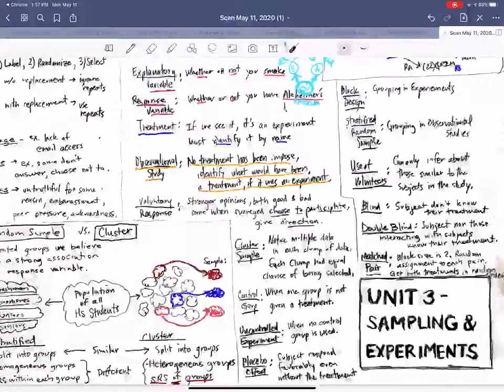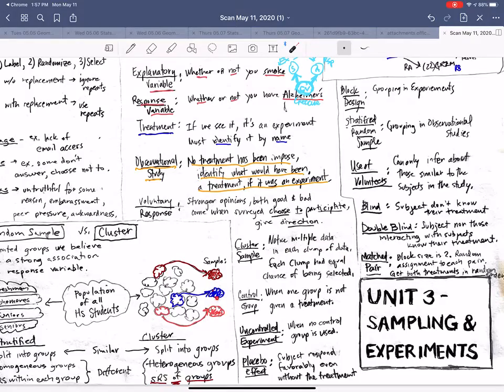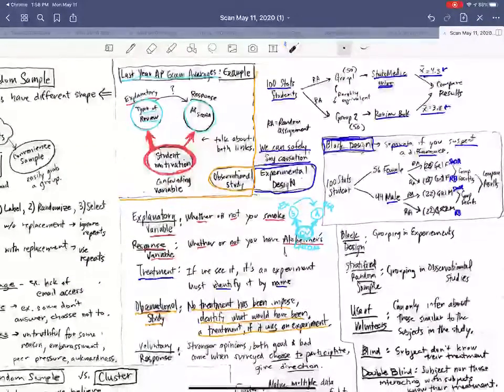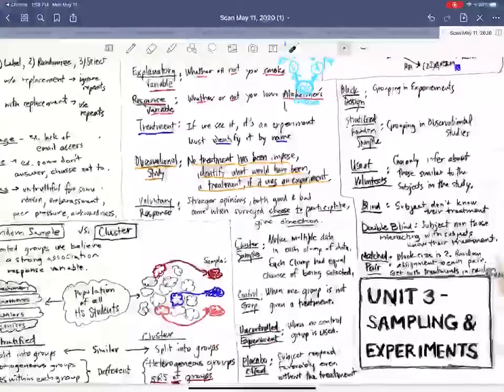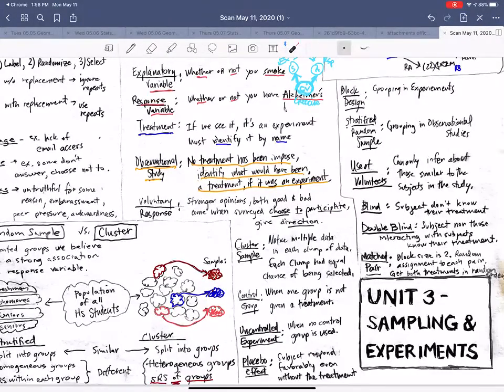What else? Well, cluster sample, as we pointed out, note that multiple data got pulled from each clump, right? And each clump had an equal chance of being selected. We said that. A control group, we haven't talked about that, but a control group is when one group is not given a treatment. And so therefore, an uncontrolled experiment is when you notice that there was no control group used. So I would call this one up top an uncontrolled experiment because I actually don't have a control group where they didn't have any review at all.